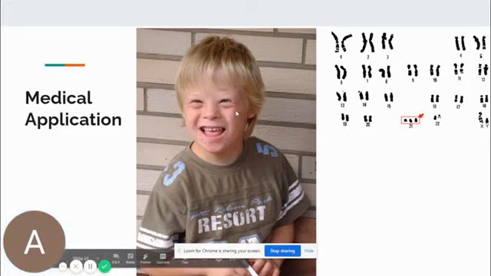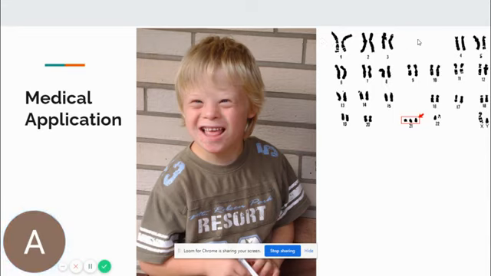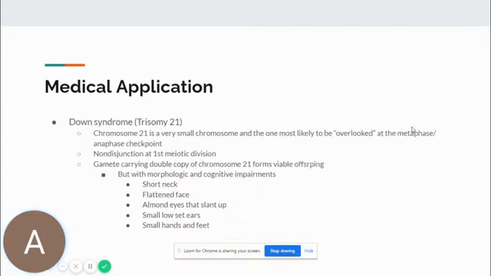Lastly, so I'm sure you know this, no? This is what you notice about this child. So he has almond-shaped eyes that slant upward, no? Flattened face. His tongue is sticking out, so it's relatively big. Then as you can see in his karyotype, so 2 chromosomes each, no? Pair, but for the 21st chromosome, he has 3 chromosomes there. So this is termed trisomy 21, no?